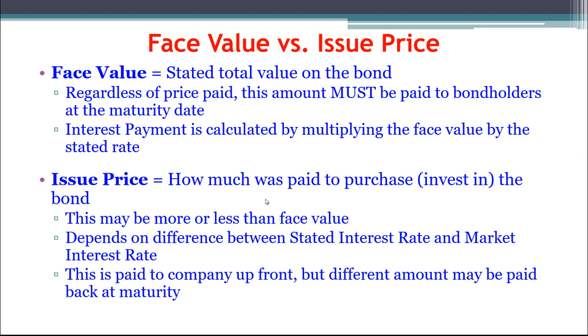The issue price, on the other hand, is the amount that was actually paid to purchase or invest in that bond to begin with. So in one situation, you may be paying $95,000 to buy a $100,000 bond. So you pay $95,000 now, you'll get $100,000 back later, plus you'll get interest along the way. Or you could pay $105,000 now to get a $100,000 bond. You're only going to get $100,000 back at the end of this bond's life. So the issue price could be more or less than the face value, and it's all going to depend on the difference between the stated interest rate and the market interest rate, or the effective interest rate.